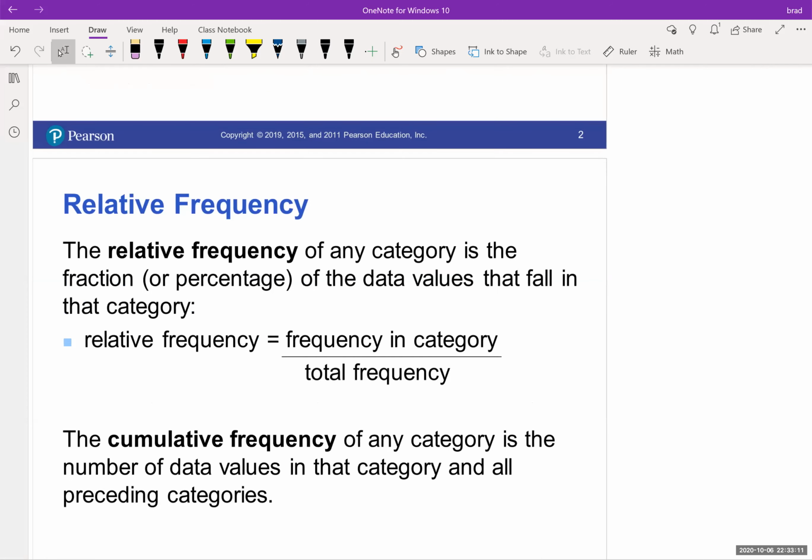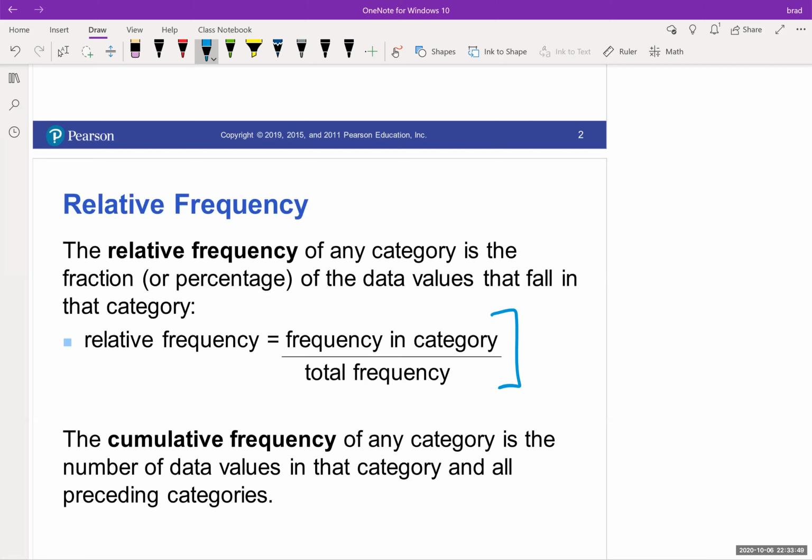Okay. Relative frequency of any category is the fraction or percentage of the data values that fall in the category: frequency in a category divided by total frequency. So this is a fancy way of saying that however many frequencies you have for a certain class or a certain category, you divide that by the total number of items in your table or in your data, okay?